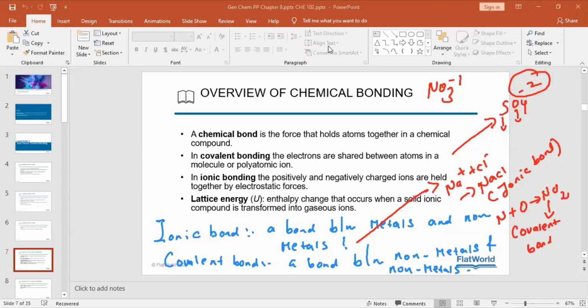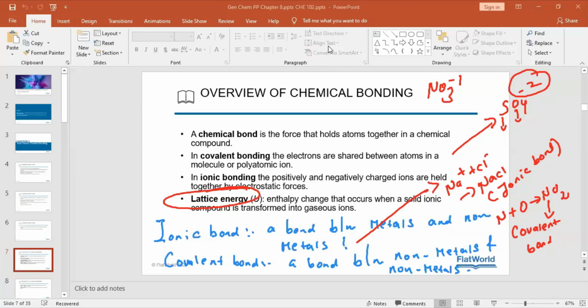Quantitatively, this bond of attraction can be measured by something called a lattice energy. Lattice energy is an enthalpy change that occurs when a solid ionic compound is transformed into gaseous ions. So lattice energy is an indirect measurement of the attraction of the bond. Enthalpy basically means heat. Enthalpy is a Greek term for heat or energy.